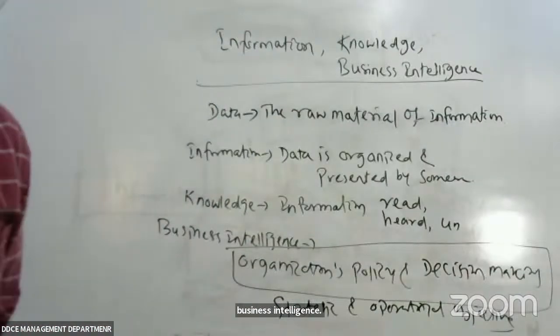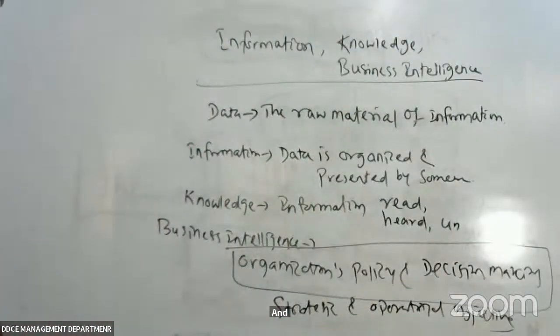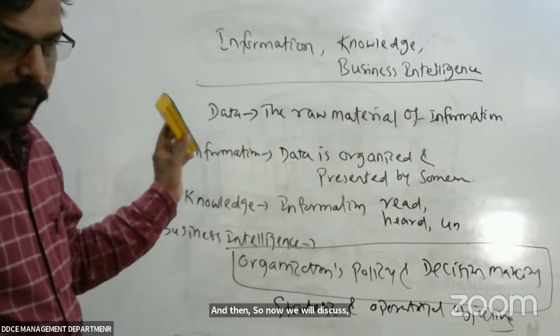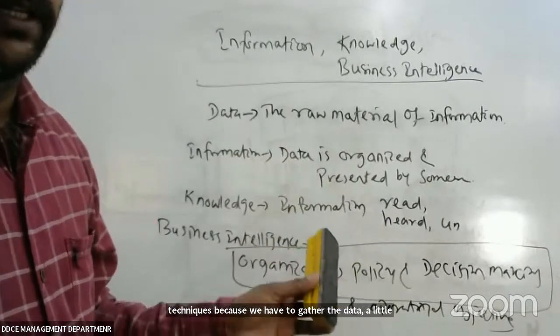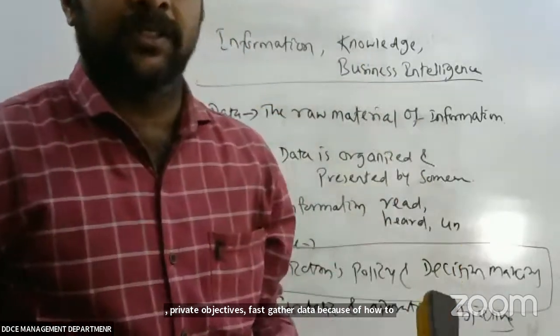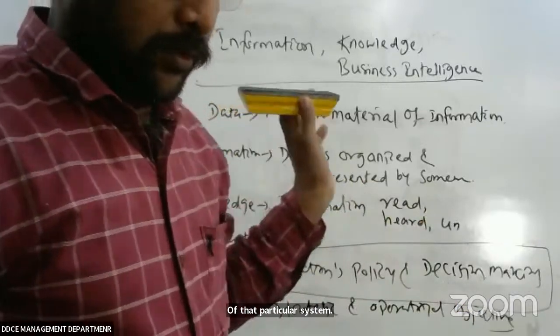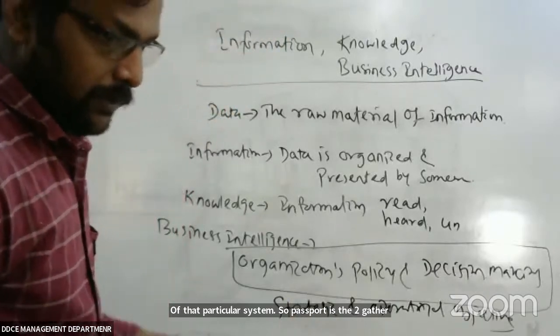Is it clear? So now we will discuss what are the information or data collection techniques, because we have to gather the data. That is the primary objective. We have to first gather data, because we need to provide the information to the users of that particular system. So the first part is to gather or collect the data. Is it okay?